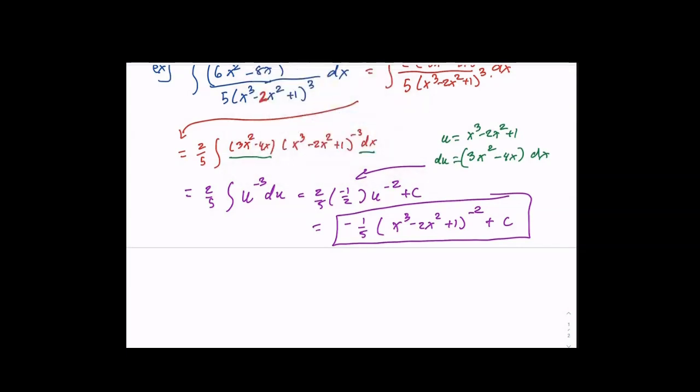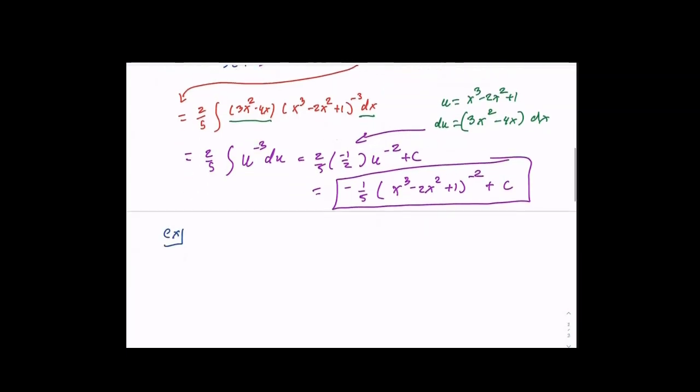Do one more example. I got 9 or 10 minutes. We got time for one more. This one is a little bit trickier. This is the integral of square root of x minus 6 to the 4th all over 3 square root of x dx.